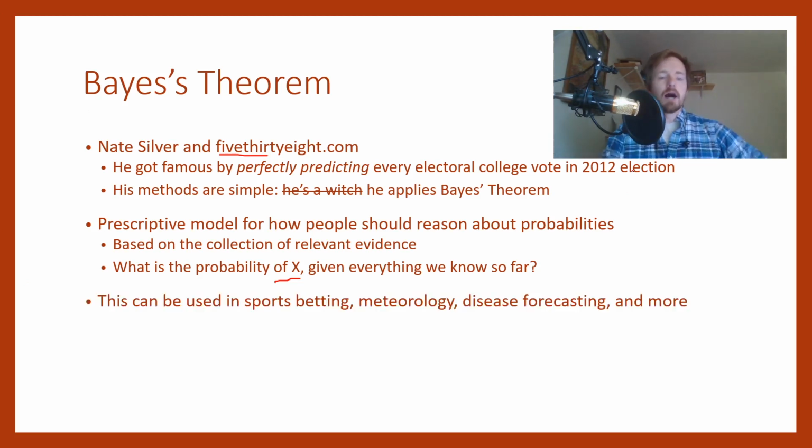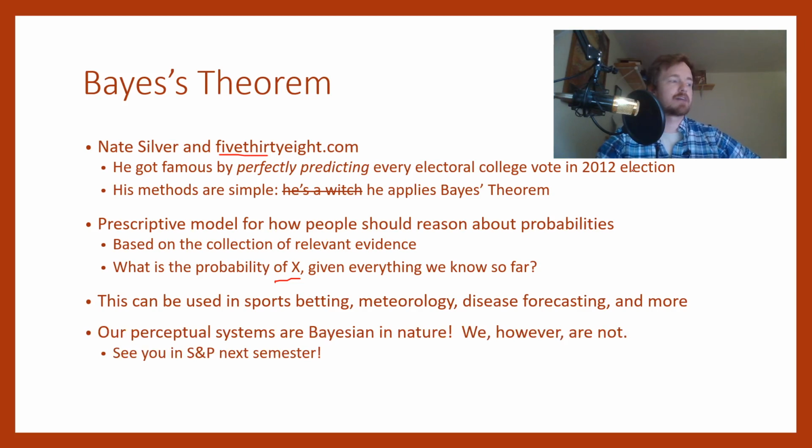So this has been used not just in politics, but in lots of different fields. It's used a lot in sports betting, so people are getting rich off of predicting sports outcomes. It's used a lot in meteorology, climate change science, disease forecasting, and so many more things like earthquake predictions and legislation. It's used in lots and lots of different facets. Our perceptual systems are also Bayesian in nature.